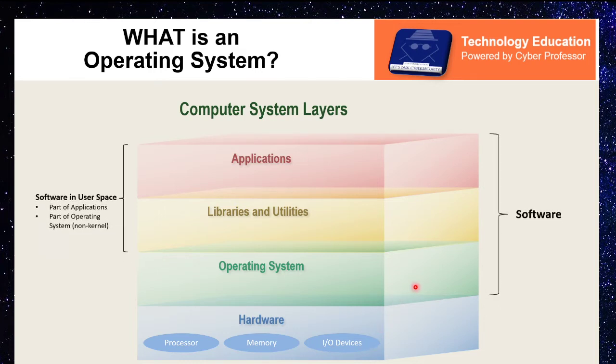Next, we have the software components of the computer system, and there are three: the operating system, depicted in green, the libraries and utilities software, depicted in yellow, and the applications, which is the software that you as the user install on your computer systems. The last two components of the software are members of the software in the user space, and those are, again, the applications that you install as a user and the part of the operating system that is not considered the kernel, and those are the libraries and utilities. The kernel resides in the green section or green layer of your computer system.